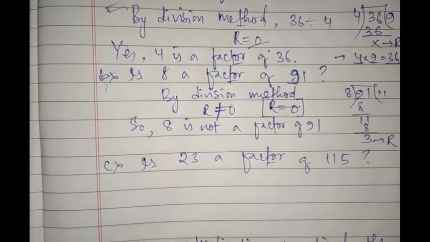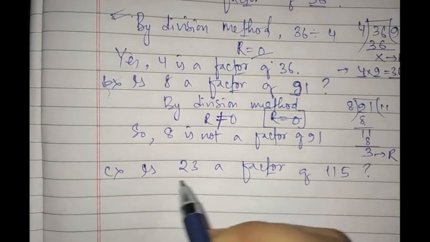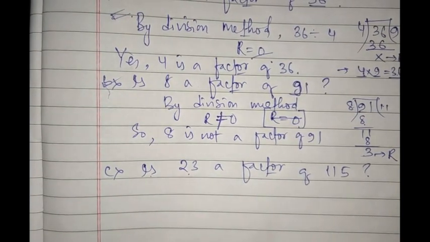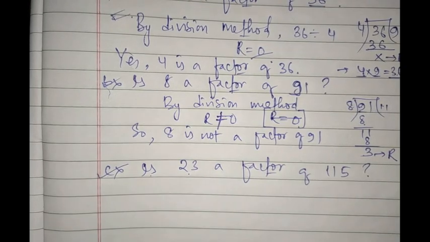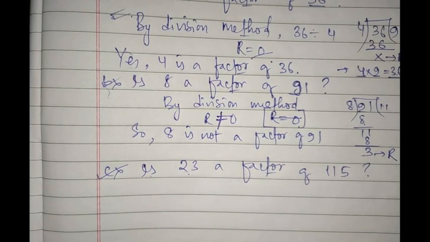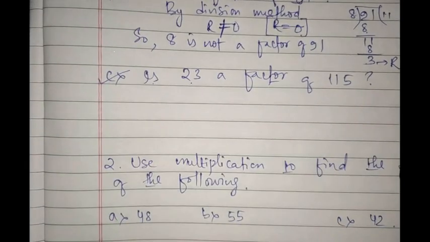Alright. So proceeding to the part C, we have, is 23 a factor of 115 or not? So this you are going to try yourself. Alright. And if you have any problem, you can comment to me. Okay. Proceeding to the part 2 question.